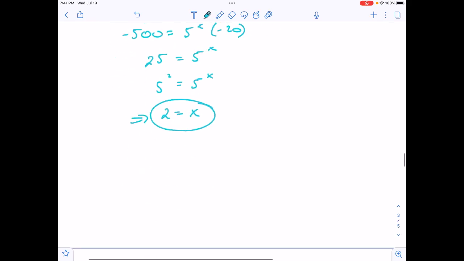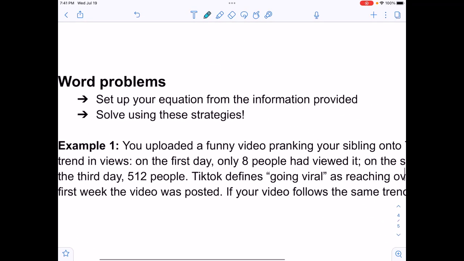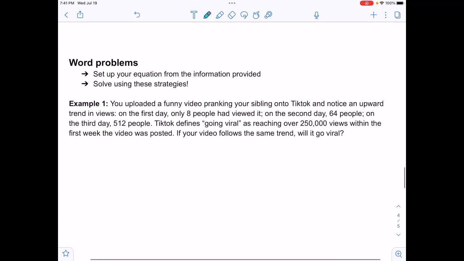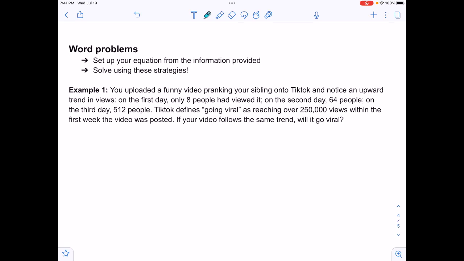Now the last thing that we're going to do here are some word problems. We're going to do 3 examples. Basically, we're going to set up our equation using the information that's provided, and then we're going to solve using the same strategies that we've seen previously.